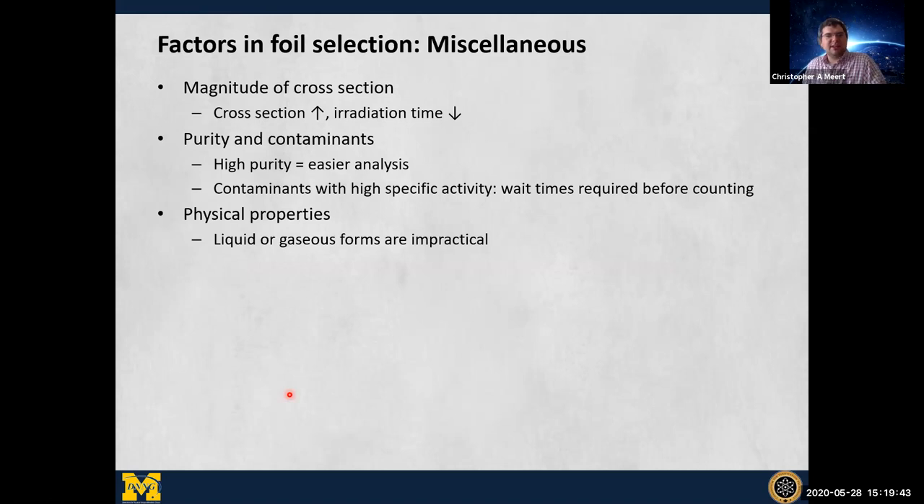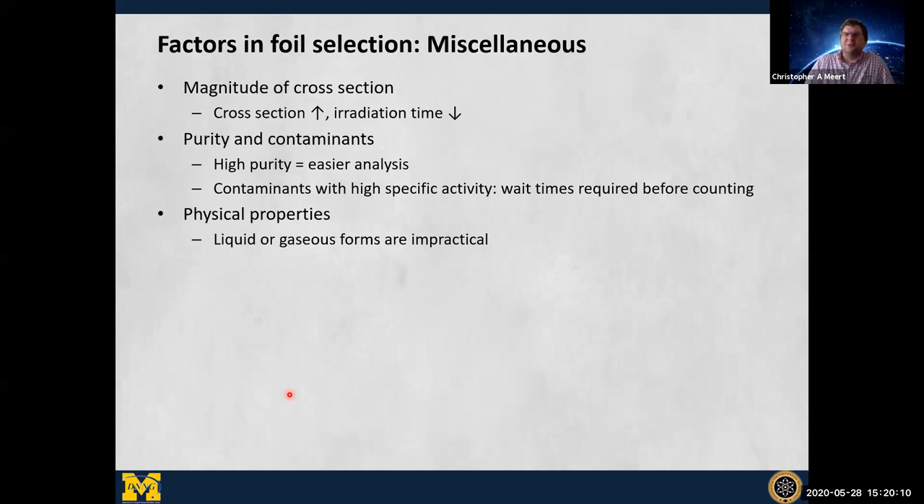Purity and contaminants, as I already had mentioned, if you have a higher purity, that's going to make it easier for you to analyze. More contaminants will correspond to even more gamma ray peaks that you'll have to look at or worry about competition or interference. And also consider that contaminants could have extremely high emission rates. So that will cause complications for your detector dead time.